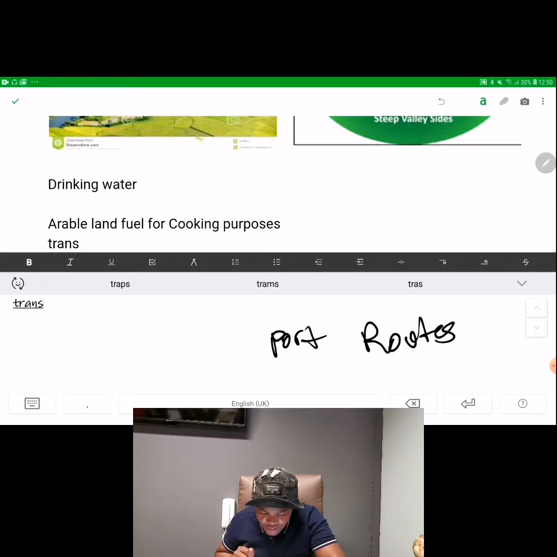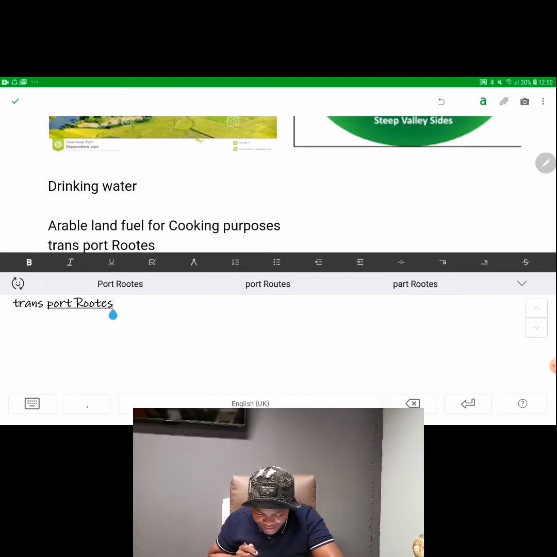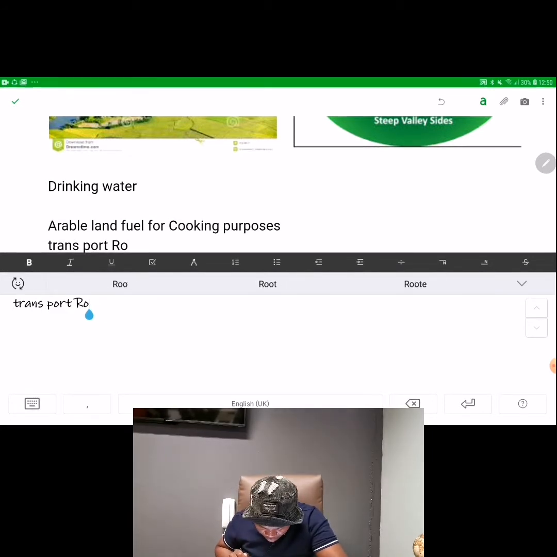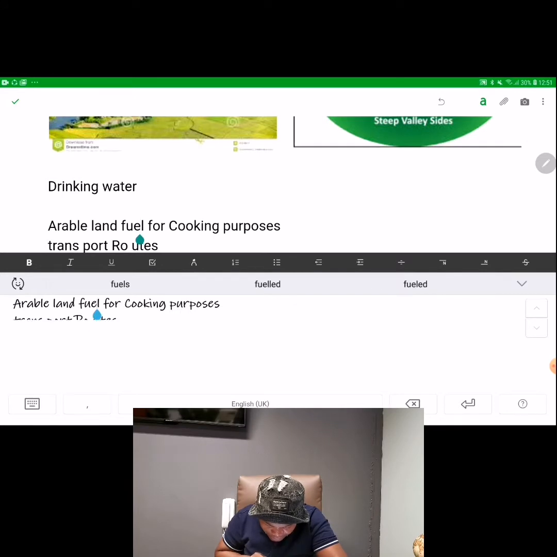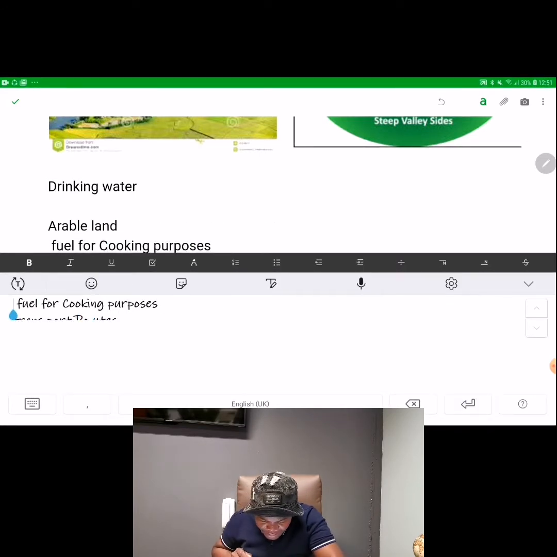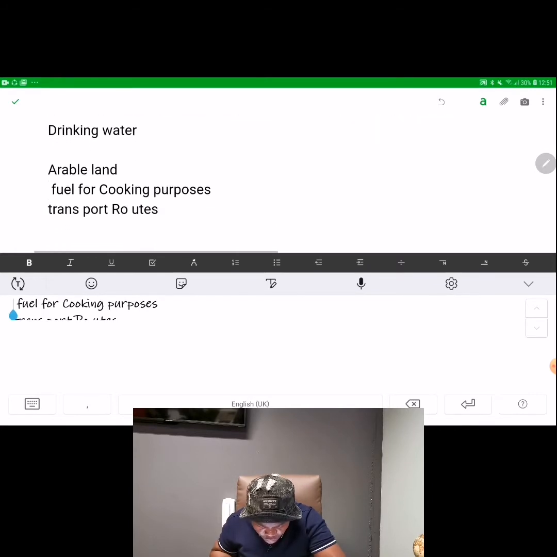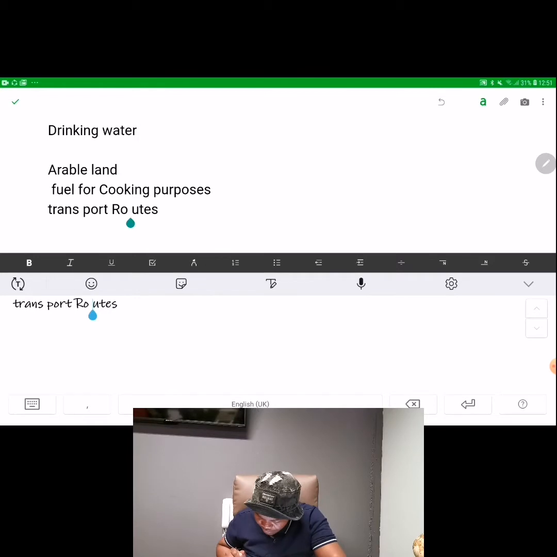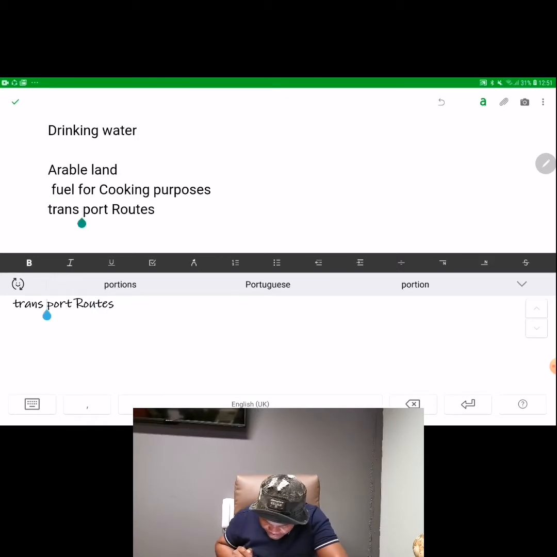So these are the things that people often look at when they are choosing a settlement. So the drinking water, the availability of the water, the arable land, the fuel for cooking purposes, and then the transport routes are also very vital when you are choosing your settlement or an area to live in.